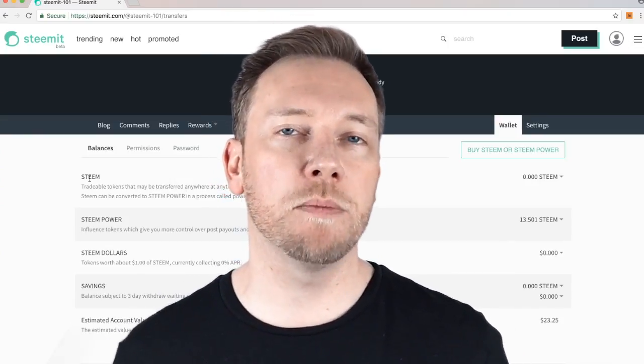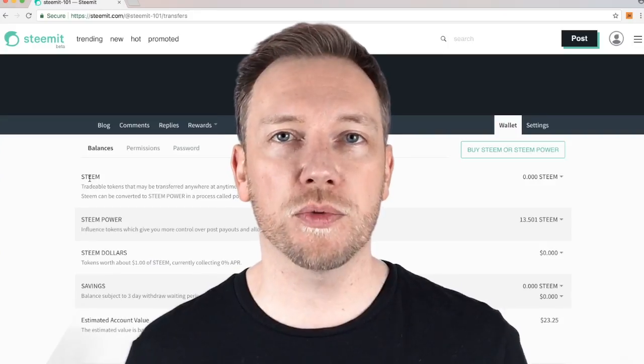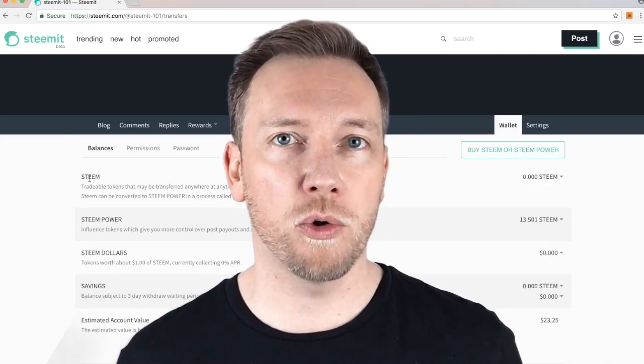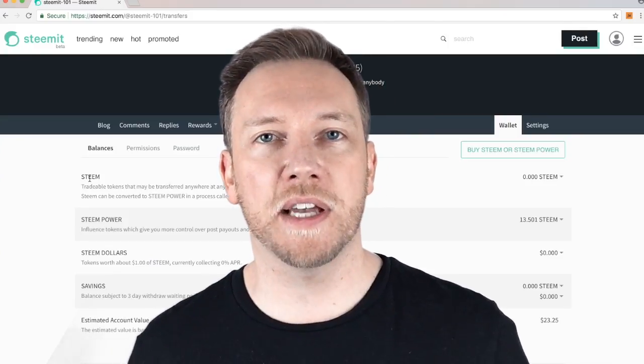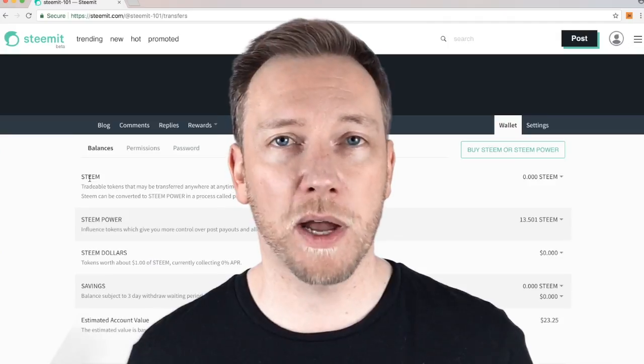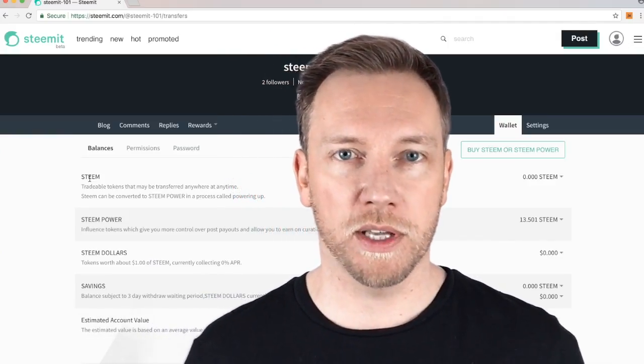So now why would anybody lock their Steem up in Steem Power? Well, there are two reasons. The first one is it gives you influence on the site by making your vote worth something. And the second thing is it slowly goes up in value over time just by holding Steem in Steem Power. So let's deal with the influence thing first.